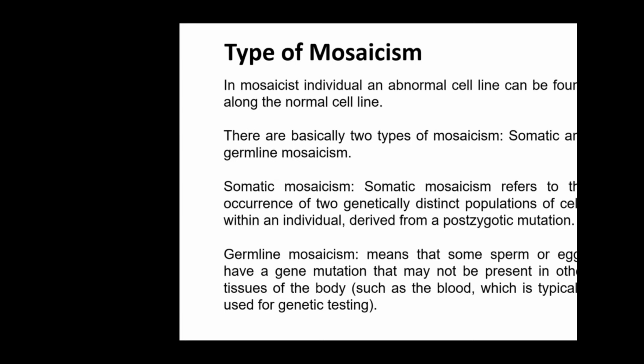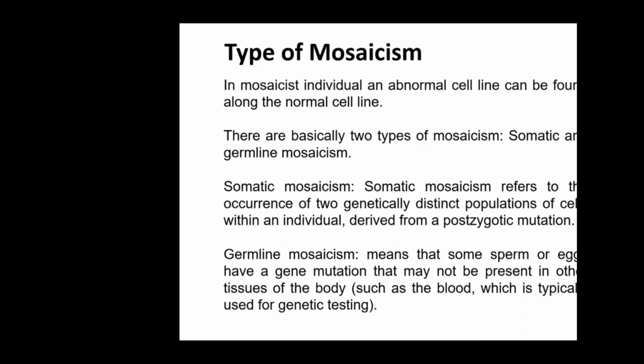We have different types of mosaicism. In a mosaic individual, an abnormal cell line can be found along with the normal cell line. There are basically two types of mosaicism, somatic and germline mosaicism. Somatic mosaicism refers to the occurrence of two genetically distinct populations of cells within the same individual. Of course, these derive from post-zygotic mutation.